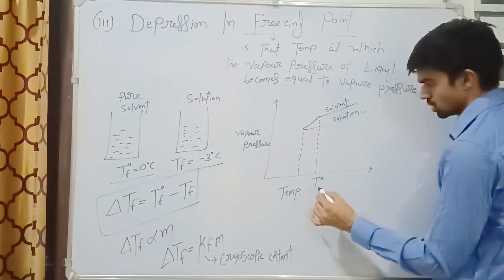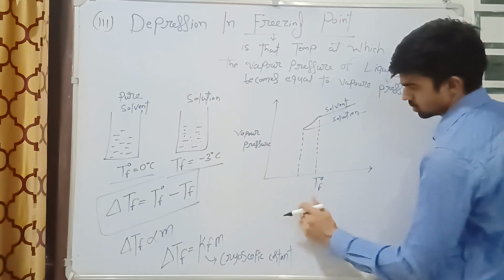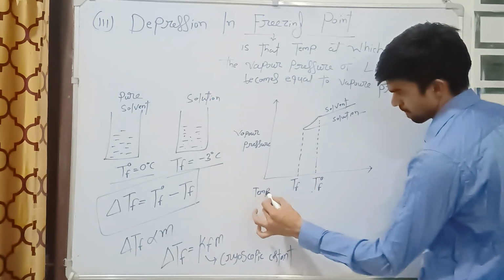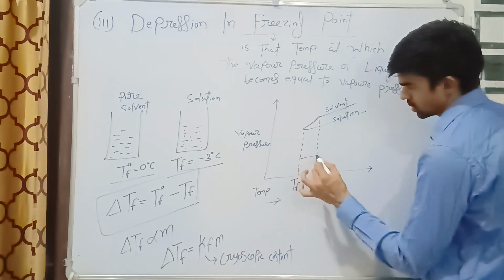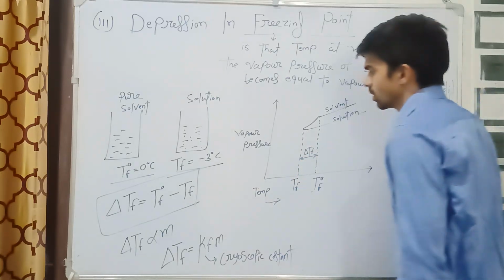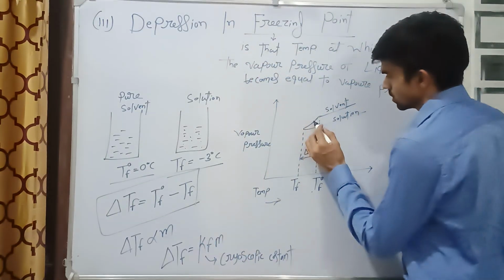That is T naught F, and this will be TF. This is showing the temperature, and this will be the change in freezing point, that is del T. Okay, and this is for solid.